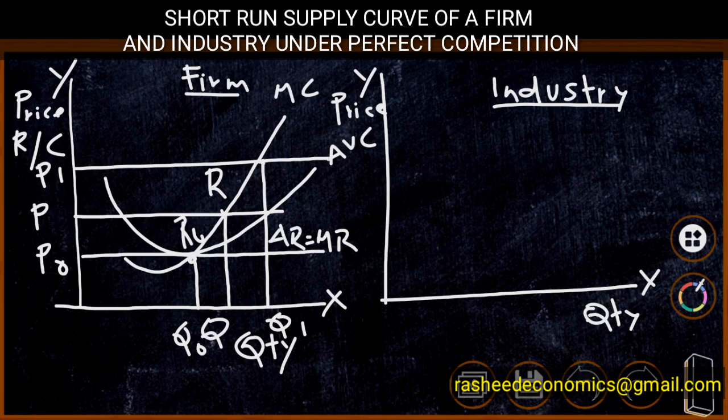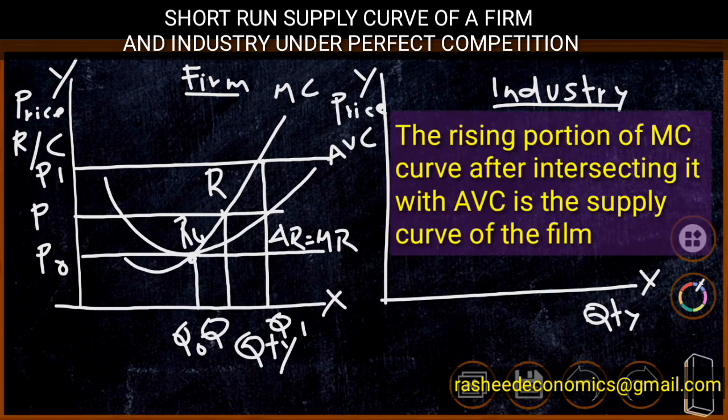Here in case of the firm, the upward portion of the MC curve, that is the increasing portion of the MC curve, after intersecting with AVC, the point of intersection of AVC and MC is the shutdown point. A firm starts production only after that. Therefore, the portion of MC above the shutdown point is the supply curve of the firm. That is, in case of the firm, the rising portion of the MC curve after intersecting it with AVC is the supply curve of the firm.